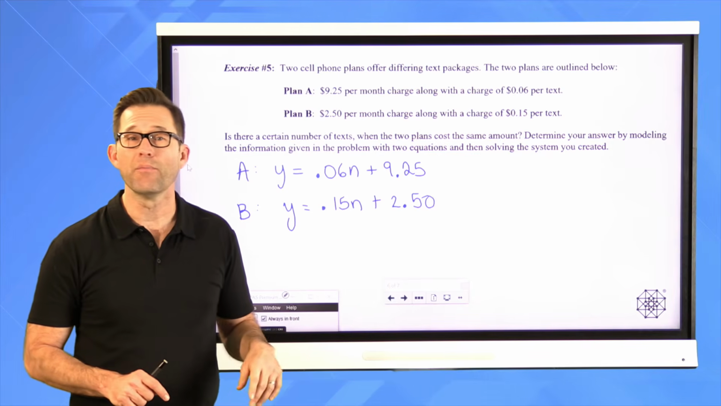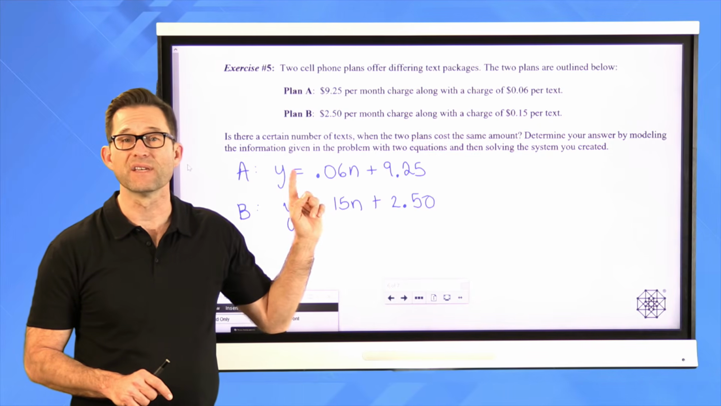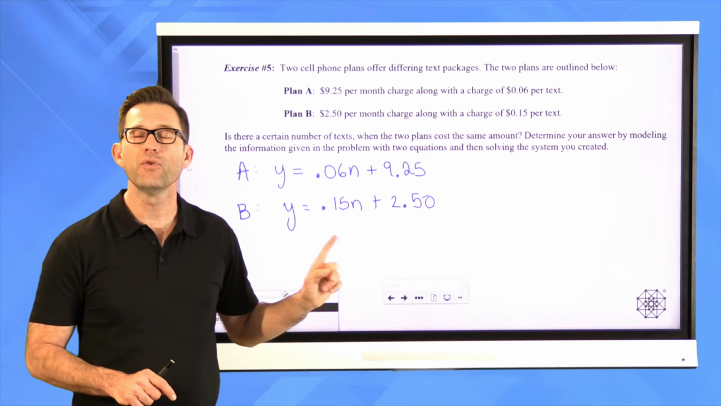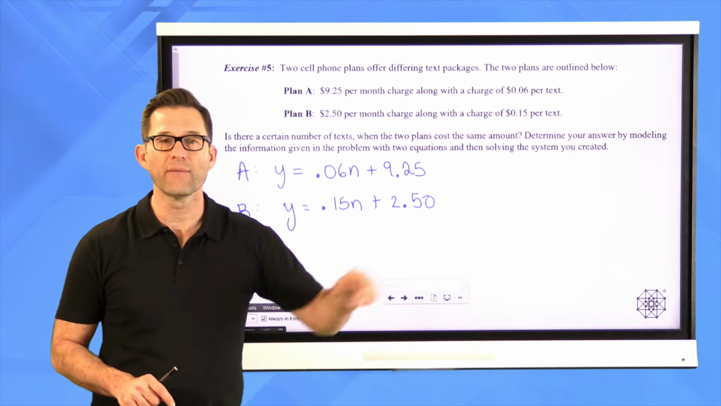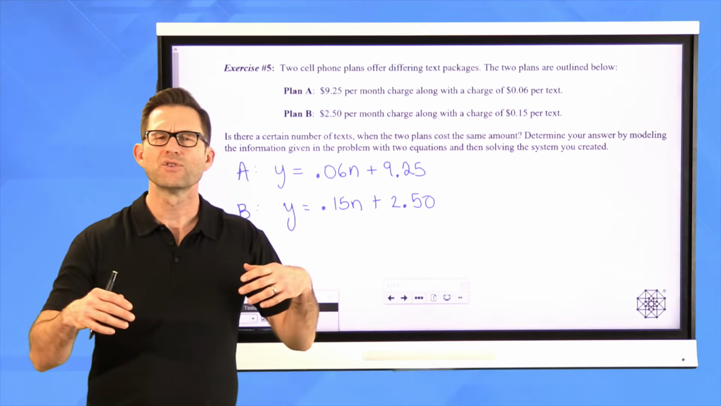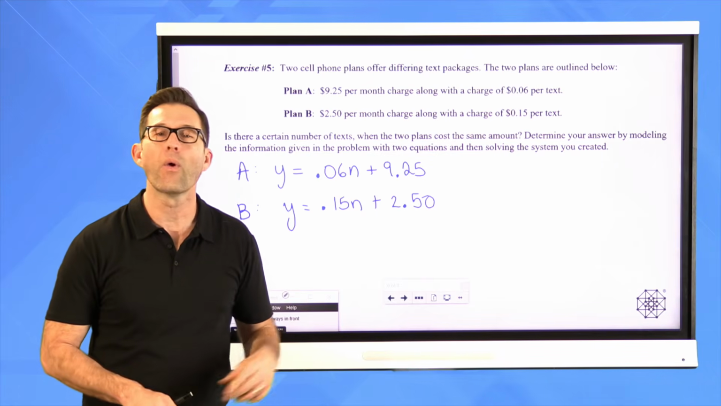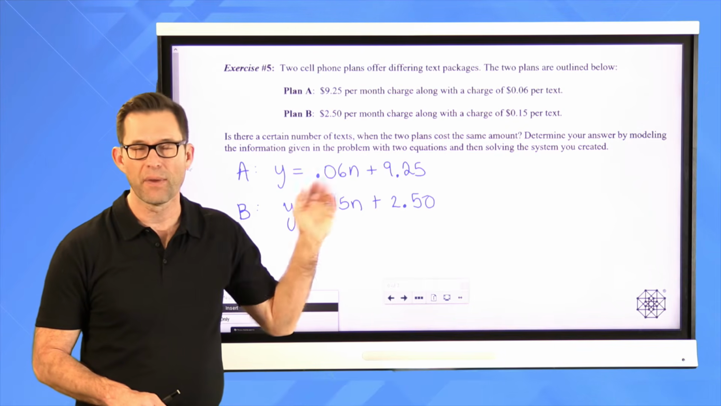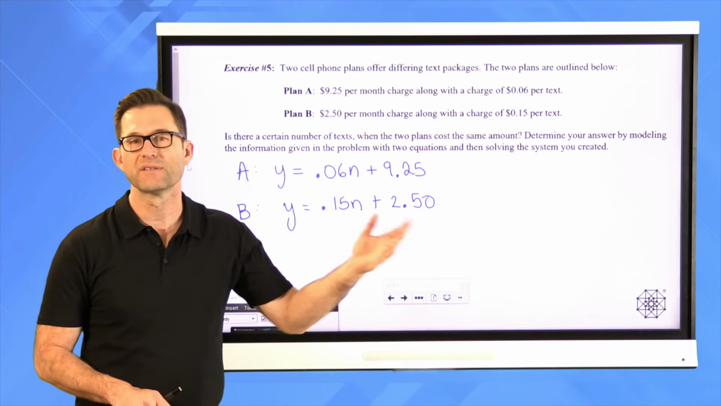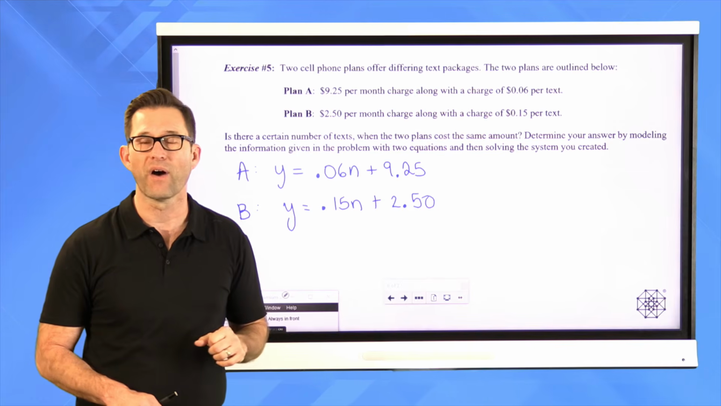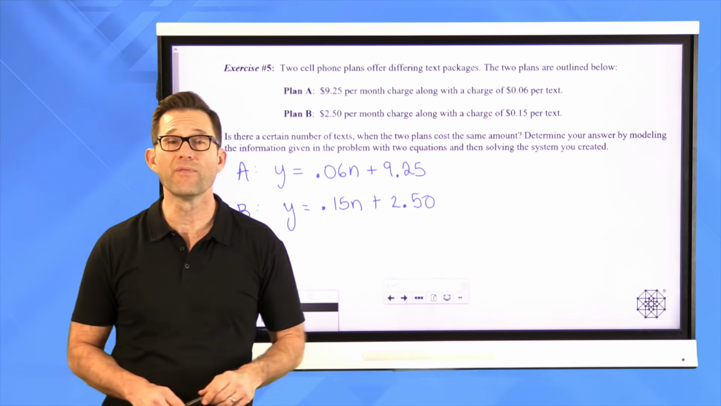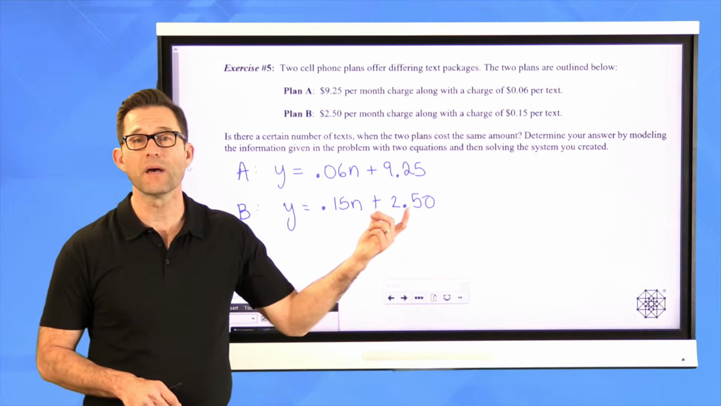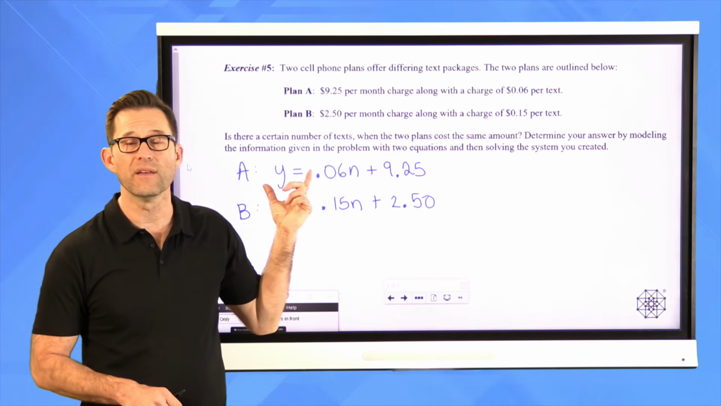Now, by the way, it would be completely okay to rewrite these models as 925 plus 0.06 times n and 250 plus 0.15 times n. It may even be a more natural way to think about it. Oh, well, I'm starting with 925, and then for every text, I'm having to pay another $0.06, similar with the 250 and the 0.15. Now we need to solve this system by setting the two equations equal, i.e. substituting one equation into the other.